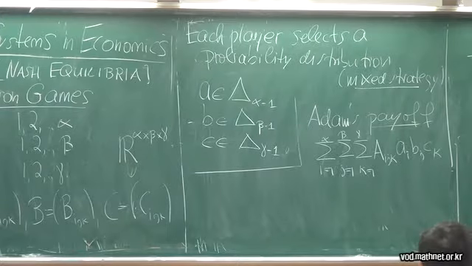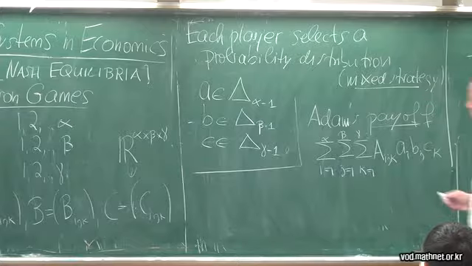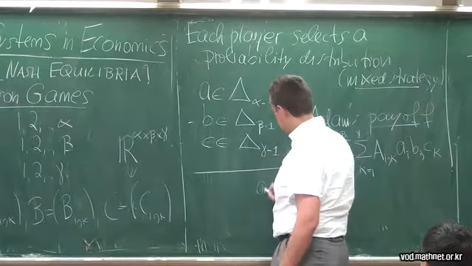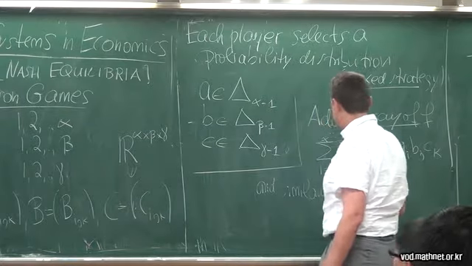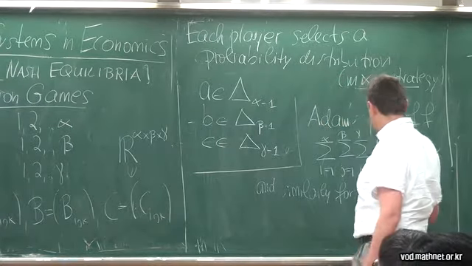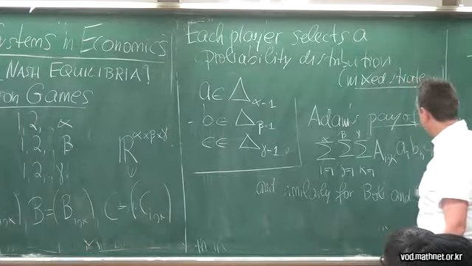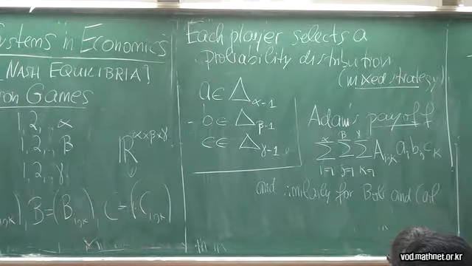If everybody has a deterministic distribution, we get an entry. But if Adam invests 50% into this stock and 50% into the other stock, then it's half-half. That's the payoff. That's how the game works, and similarly for Bob and Carl. Okay, so that's a game in normal form.